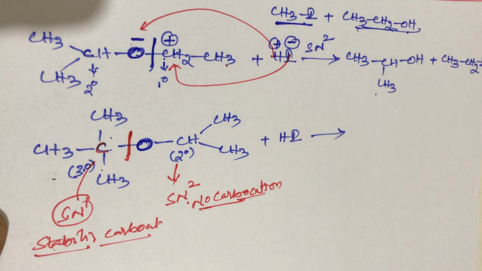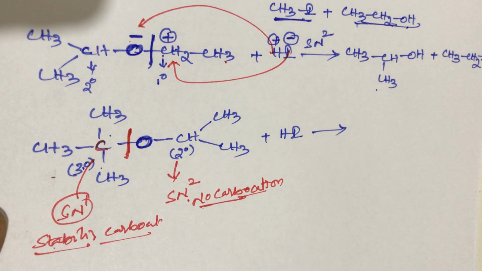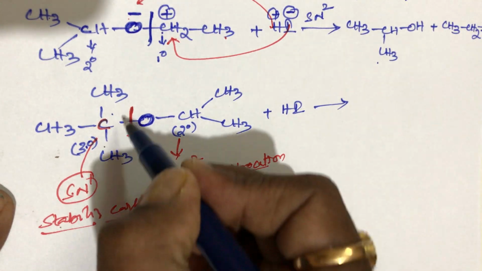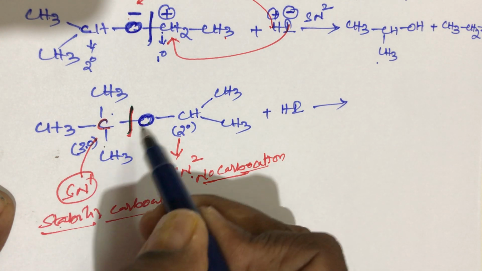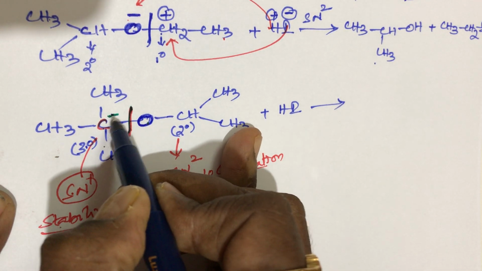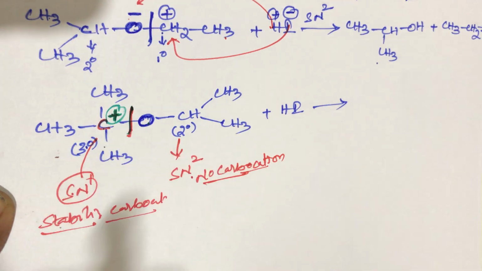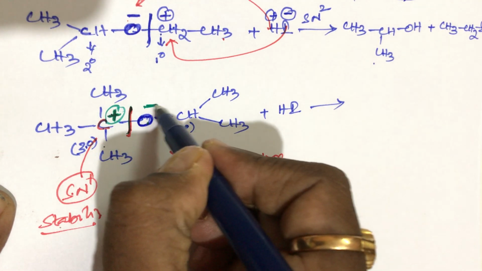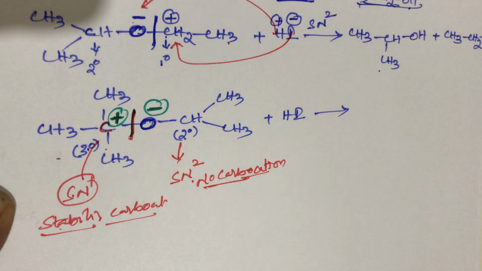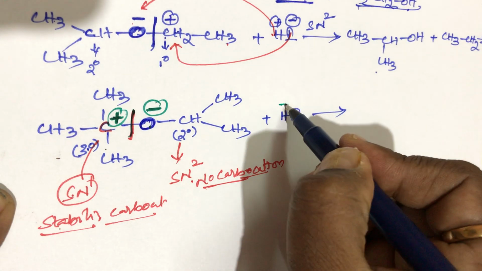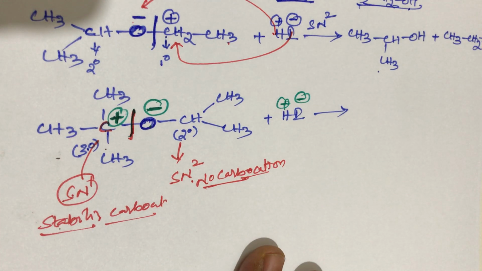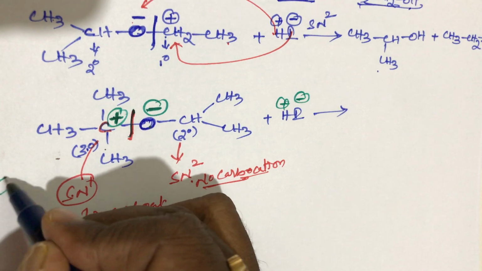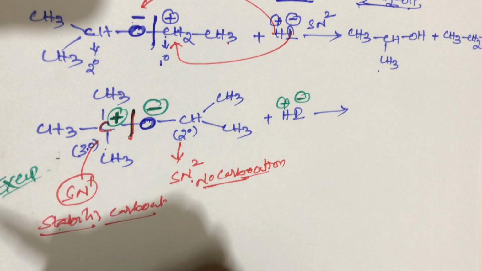This is very important, student. Bond cleavage is between this carbon and oxygen, that is, between the tertiary carbon and oxygen. Here this carbon gets a positive charge, and this side gets a negative charge. Here in this reaction we have H plus and I minus. This is an exception case, student. Generally, as I said, a bulky group reduces reactivity, but in this exception case it is very important.